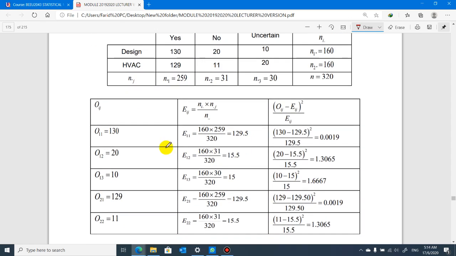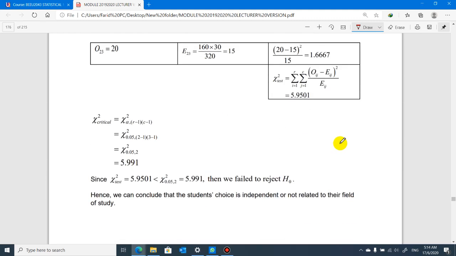Okay, kalau nak senang buat dalam bentuk table macam ni, sebab you boleh tambah bahagian yang belakang, OIJ minus EIJ square over by EIJ. So this one you akan dapat 129.5. So minus this one you akan dapat square over this one 0.019. Teruskan sampai habis, then you akan dapat chi square is equals to 5.9501, chi square test. Right. So next one, chi square critical.